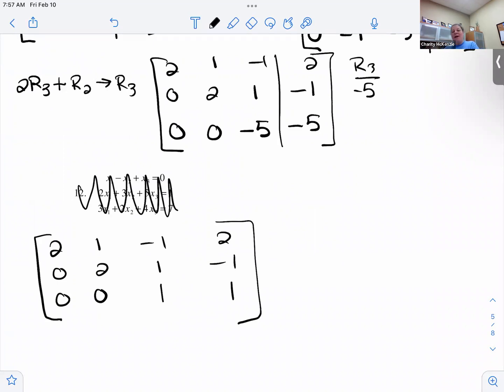Yay! Oh my goodness, we could actually find the answer right now if we wanted, because x3 equals, you could write back the equations and work backward and actually find the solution from here. But we want to do the full reduced row echelon form.